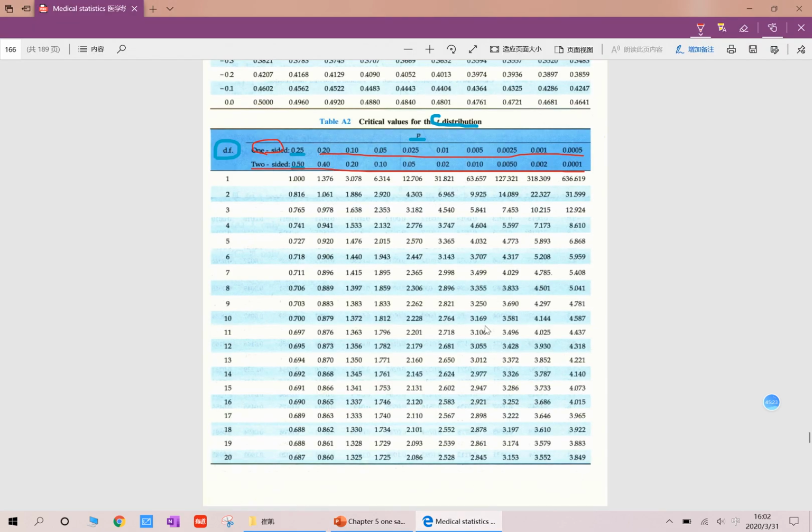Let's go back to table A2. The first one, you need to find the df in the first column. Oh, it's here, 10, right? So that means the t values are listed in this row. And the next one, let's find the p. That is one-sided, and p equals 0.05 is here. So that means the t-value should be listed in this column, and we can find that the number located in the cross is 1.812. So what's the meaning of that?